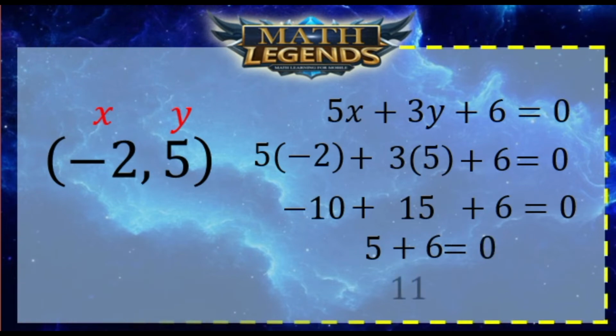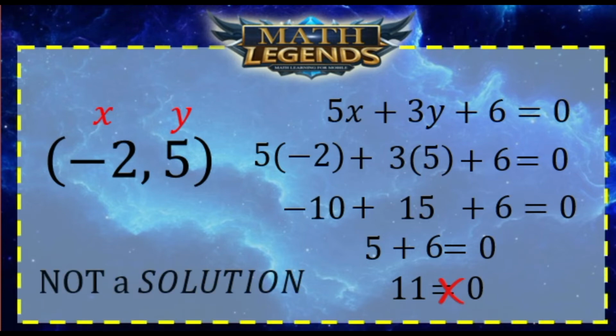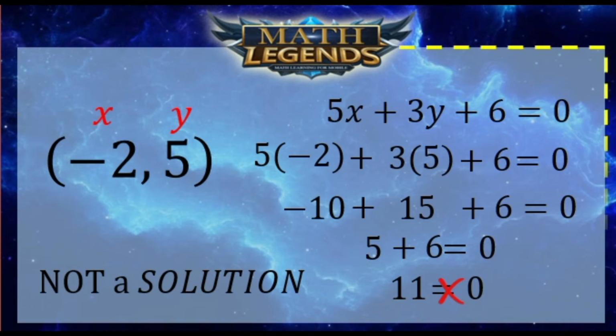5 plus 6 will become 11 is equal to 0. So as you can see, 11 is not equal to 0. So therefore, negative 2 and 5 is not a solution of our linear equation.